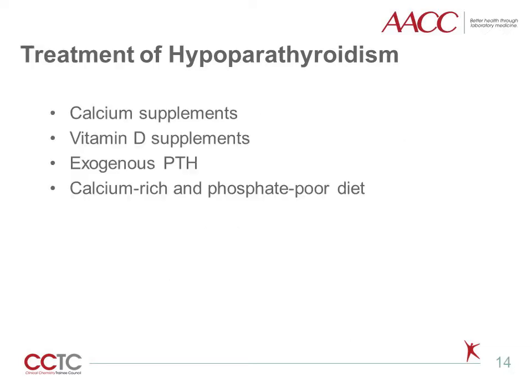The treatment for hypoparathyroidism is directed at relieving the symptoms and normalizing calcium and phosphate blood concentrations. Therefore, patients with hypoparathyroidism often take calcium and vitamin D supplements. There is also an FDA-approved once-daily injection of exogenous PTH. Due to its risk of bone cancer, this drug is only available to patients whose calcium concentrations cannot be controlled with calcium and vitamin D supplements. Calcium-rich and phosphate-poor diets are also recommended for individuals with hypoparathyroidism.